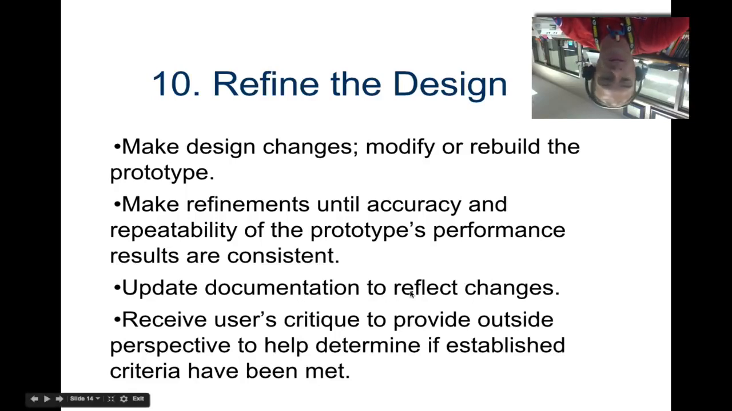Update documentation to reflect the changes, and then receive users' critique to provide outside perspective to help determine if established criteria have been met. That would mean the person who's paying you the $4 million for the product, you give it to them. You say, hey, does this do exactly what it is that you wanted? And so then let them test it out just to make sure, because they might see things a little bit differently. So with the refine, you probably refined it numerous times through the coding and as you were starting to practice assembly.